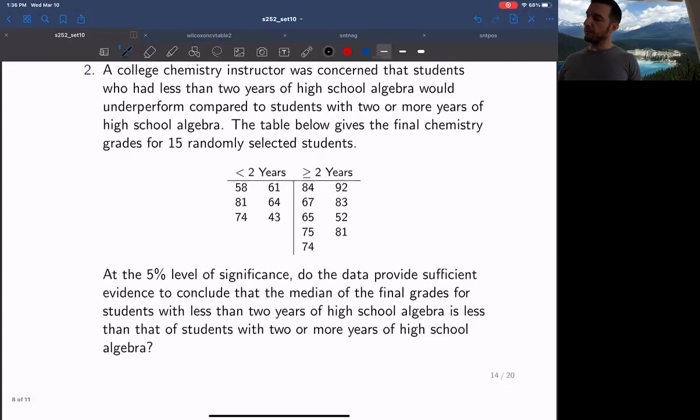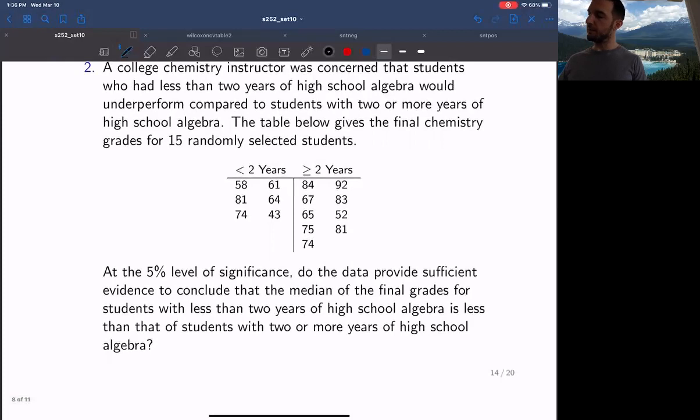All right, at the 5% significance level, do the data provide sufficient evidence to conclude that the median of the final grades for students with less than 2 years of high school algebra is less than that of students with 2 or more years of high school algebra? Okay, so we want to know if the grades of the students that had less than 2 years of algebra are less than that of the students that had 2 or more years of high school algebra.